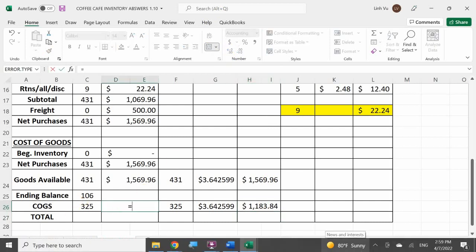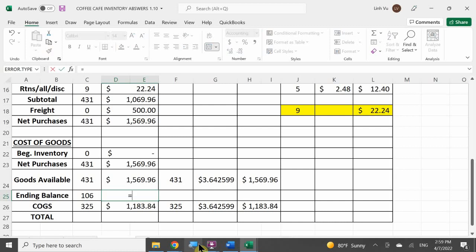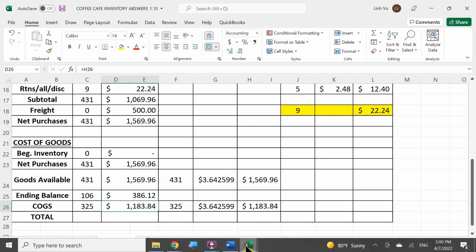So then what's going to be my ending balance? How much do I have left over? $386.12. Good. So that is your ending balance. Now I have all the information I need. So how do I journalize my periodic inventory conversion?